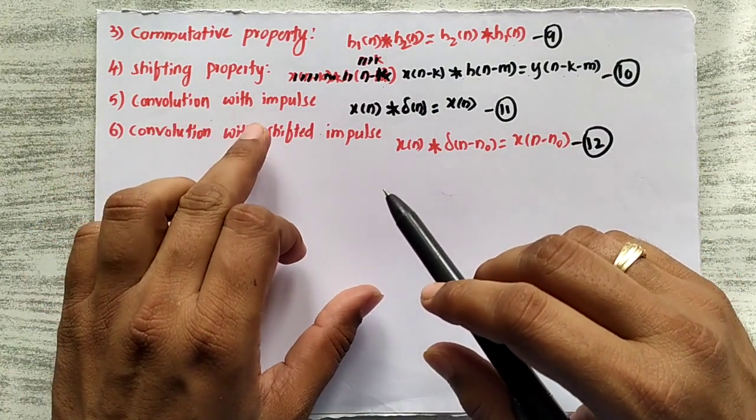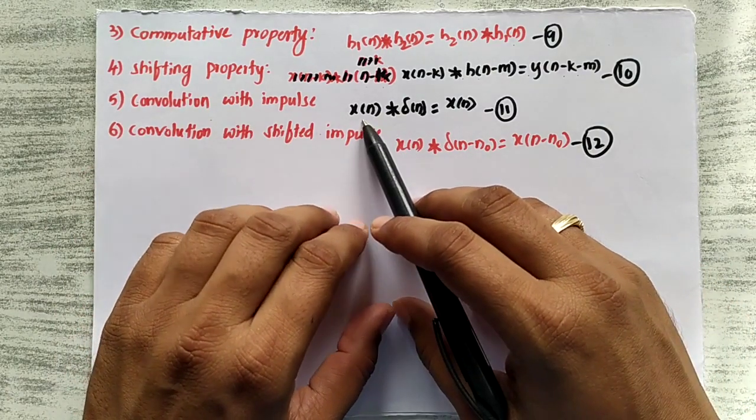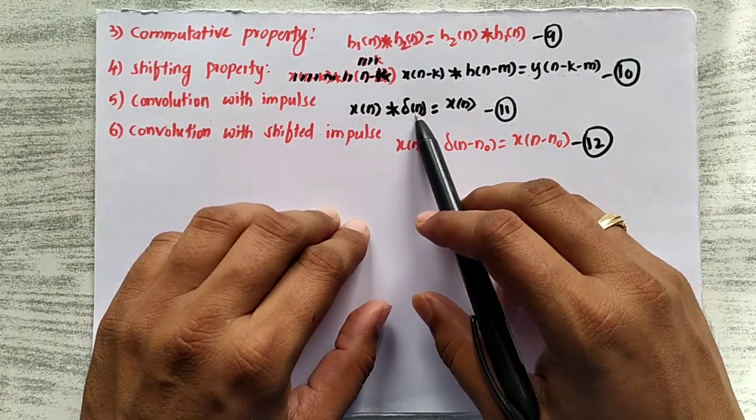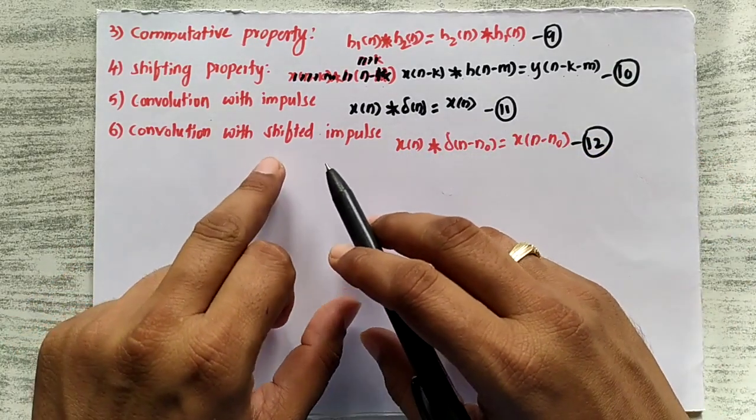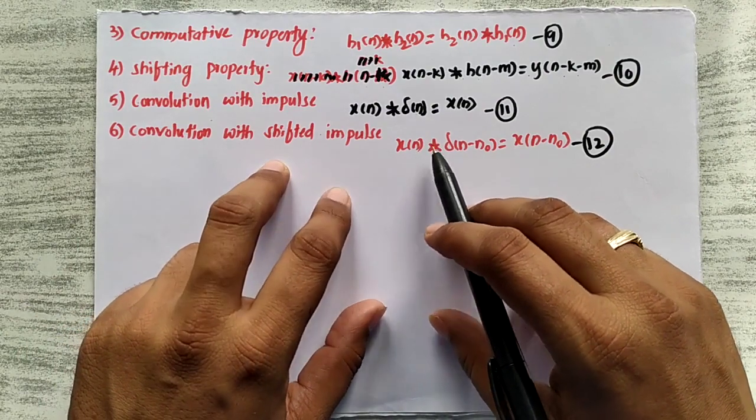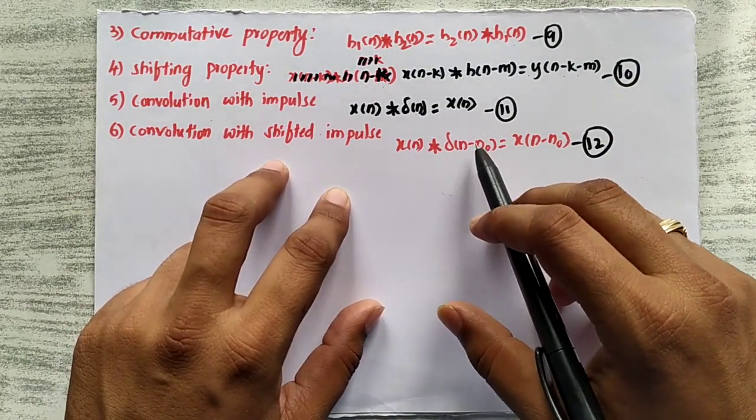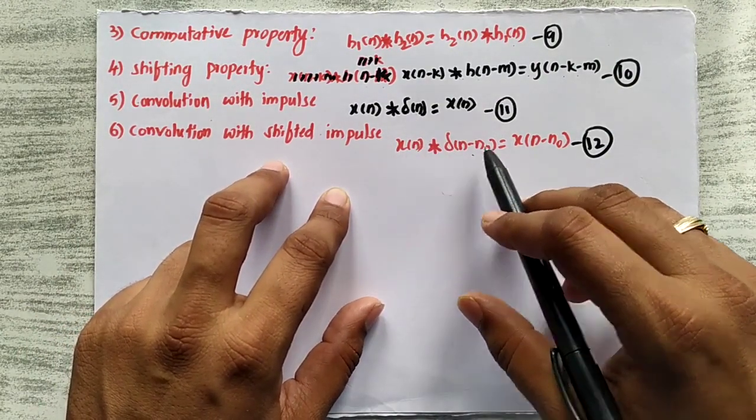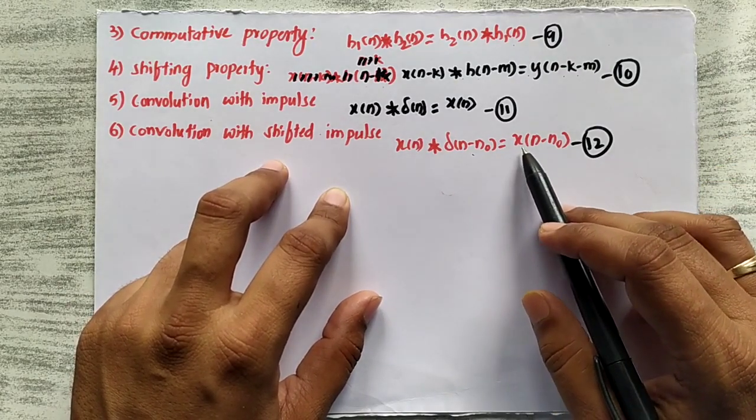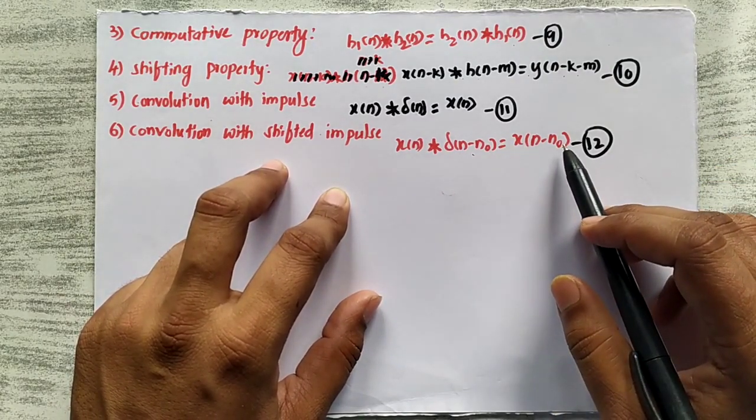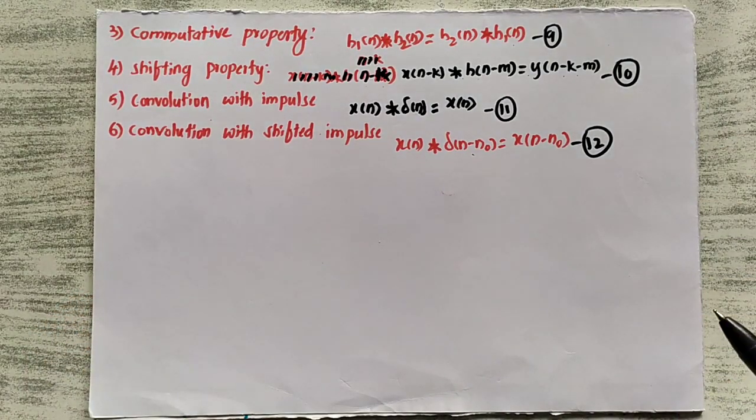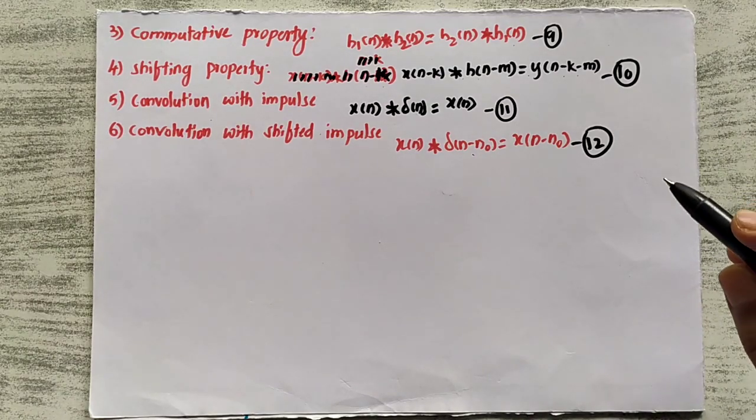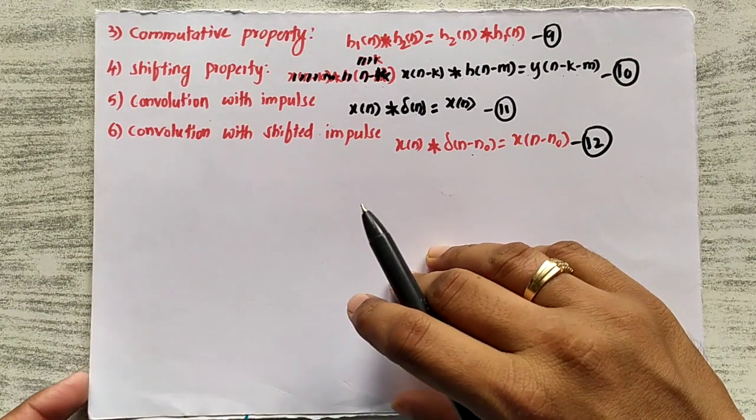Convolution with the impulse: x of n convolved with delta n will produce x of n only, and convolution with the shifted impulse, like x of n convolved with delta of n minus n naught, this is the shifted impulse signal, will be equal to x of n minus n naught only. These properties are very important for MCQ type questions in examinations, and even helpful for competitive exams.